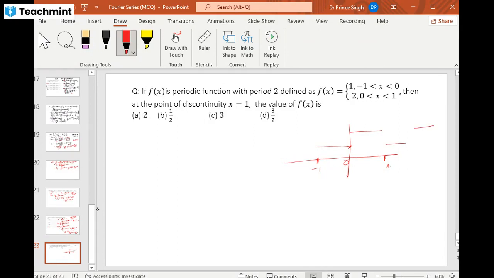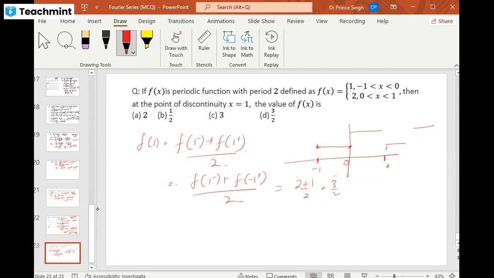So if I want to find out the value of the function at 1, at the point of discontinuity, the value of the function is the left neighborhood of the point plus the right neighborhood of the point, divided by 2. But in this case, the right neighborhood of the point is the same as the right neighborhood of the point minus 1. So what is the value of f of minus 1 right neighborhood? It is 1. And here the left neighborhood of 1 has value 2. So 2 plus 1 by 2 is 3 by 2.